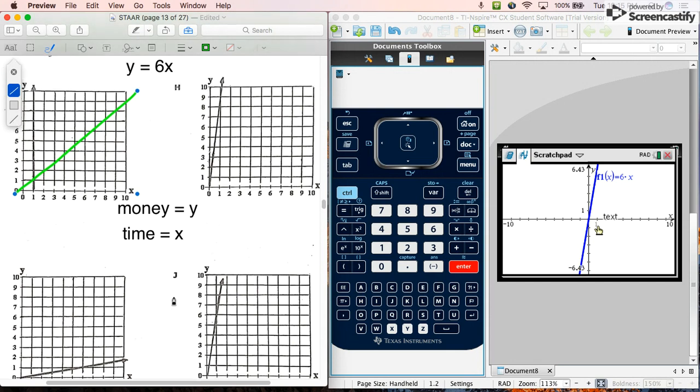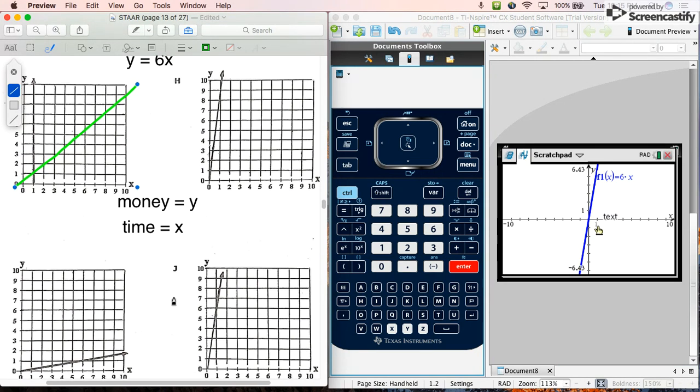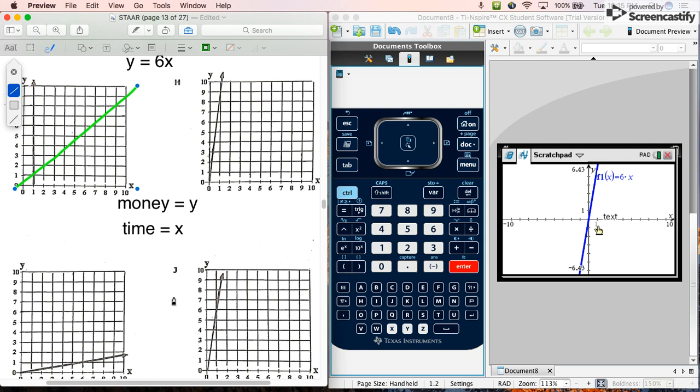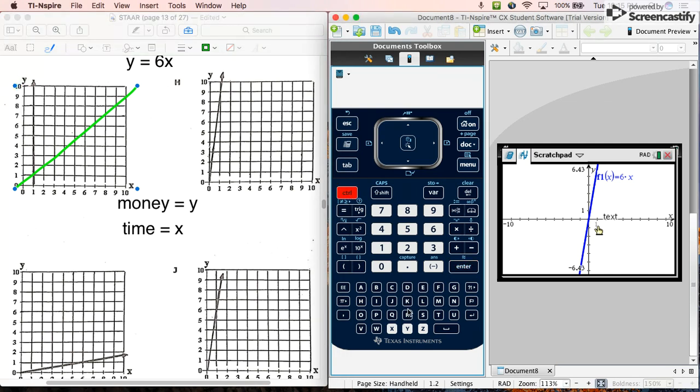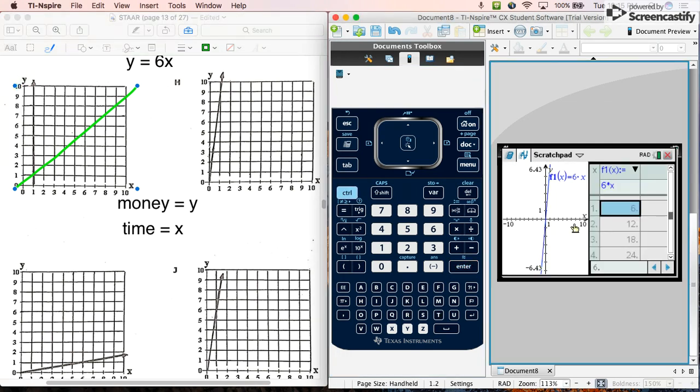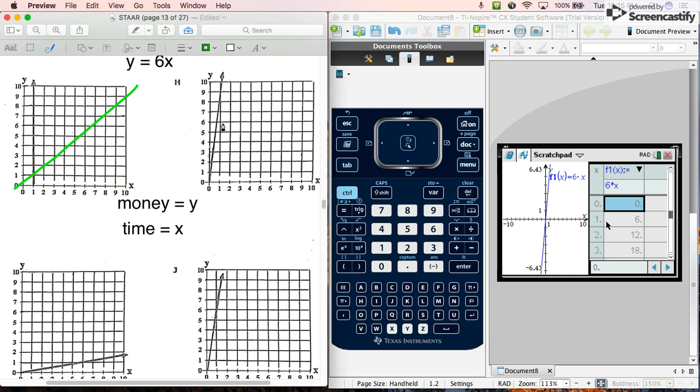So now I'm going to bring up a table and see if I can figure out which points are actually on my graph. I'm going to push Control and T. I know I'm going to have 0, 0, and they all have 0, 0. So let's go with letter H first. My first point is going to be at 1 and 6. Because time is an X, I'm going to go 1, and money is a Y, and I'm going to go up to 6. Here's 1, here's up to 6. I don't have a point at 1 and 6, so I know that letter H is not the answer.